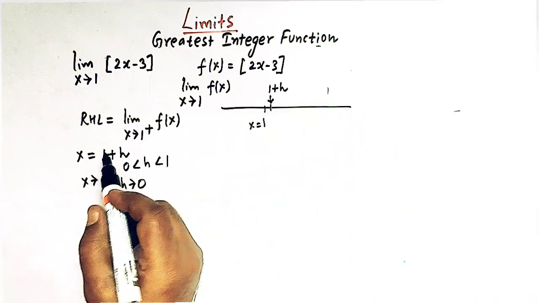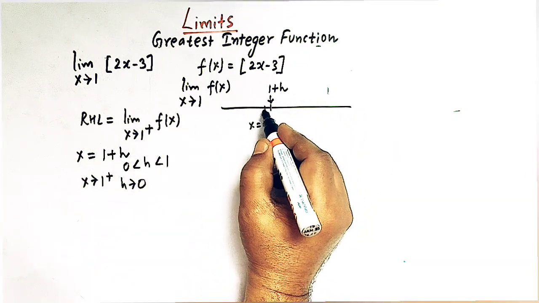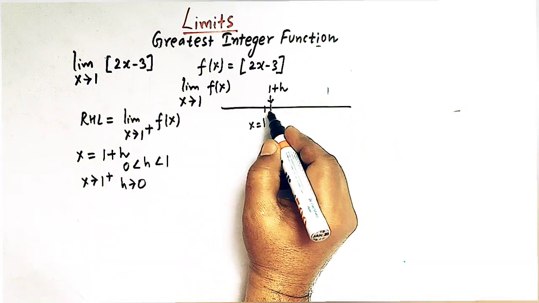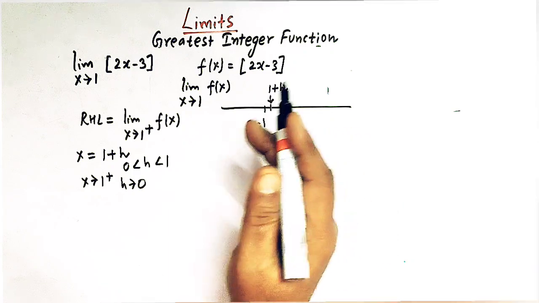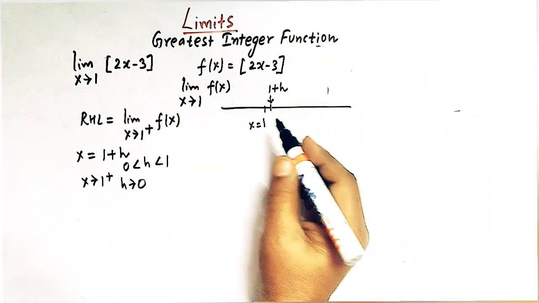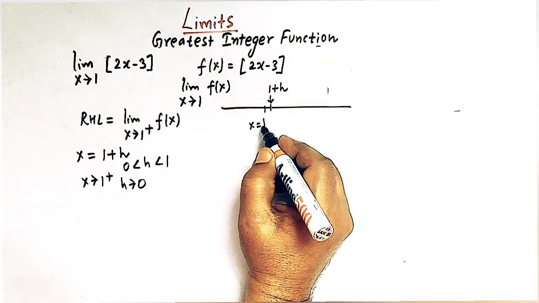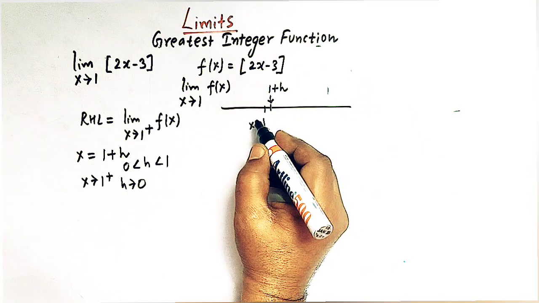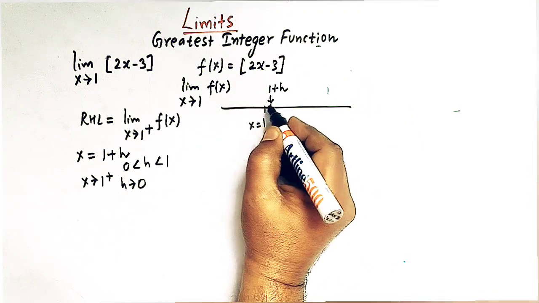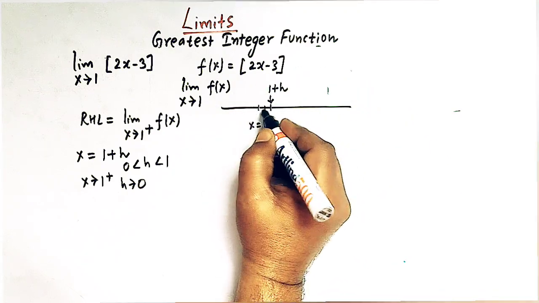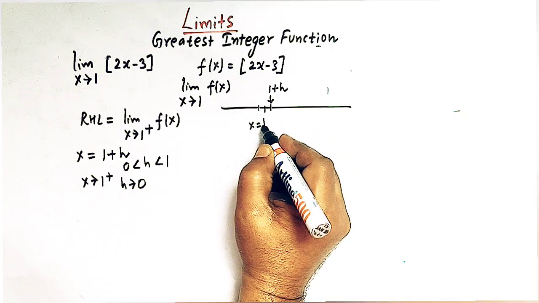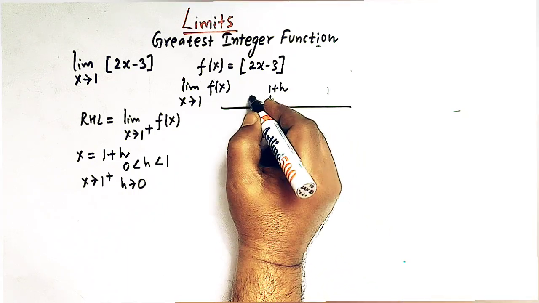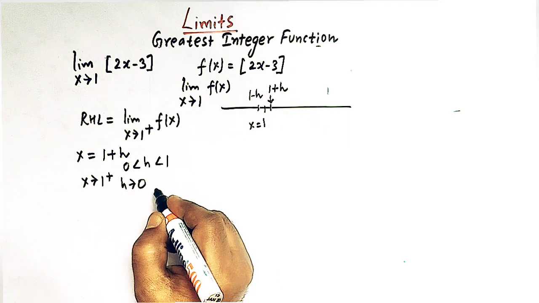So while finding the right hand limit, we take a point in the neighborhood of x equal to 1 which lies towards the right of x equal to 1. And when we find the left hand limit, we take a point towards the left of x equal to 1, and this point is 1 minus h.